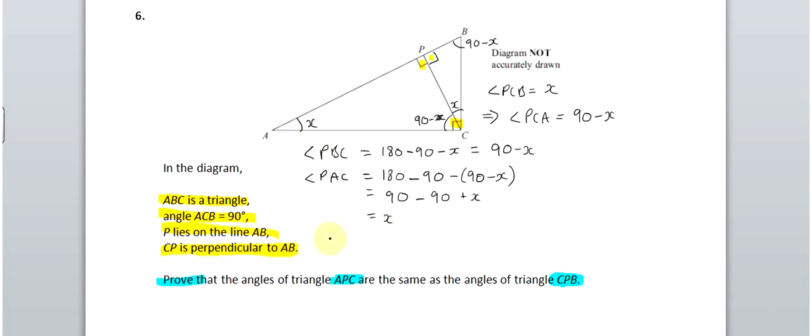So there we go. Therefore, angles are the same in APC, that's this one, and CPB.